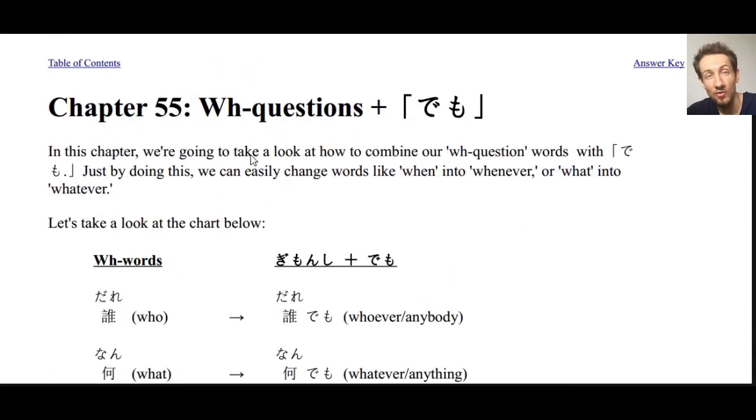But next time we'll look at chapter 55 and we're going to look at asking WH questions. This is a very useful lesson too, WH questions with demo. So 誰でも、何でも、いつでも, whatever. You'll use these words all the time in daily conversation. So very useful for your casual Japanese. So check that out next week.